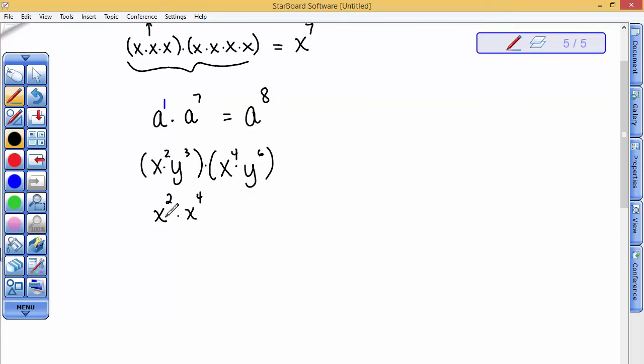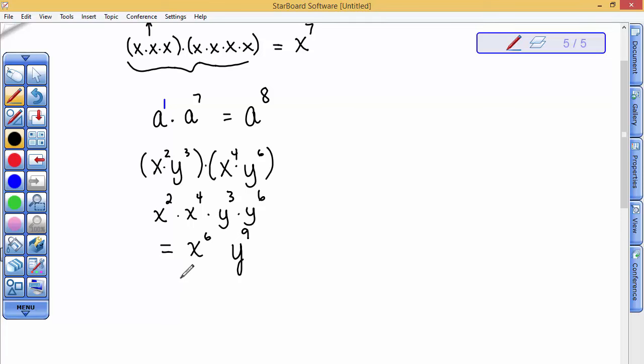The y to the 3rd, I want you to see it next to the y to the 6th because their bases are alike. I want you to call that y to the 9th. So the answer to this problem is x to the 6th, y to the 9th, because when I multiply the x's together, I add their exponents, and when I multiply the y's together, I add their exponents. Let's go on and do a few more.